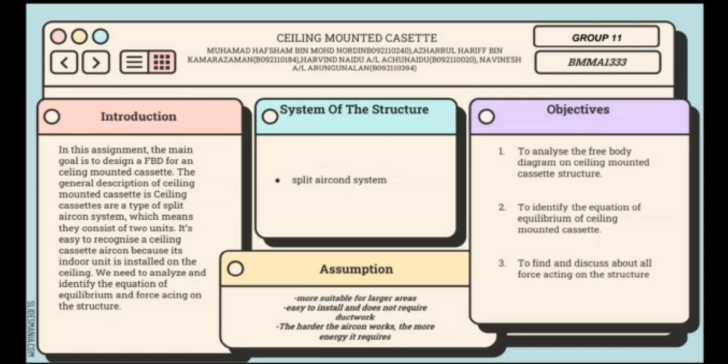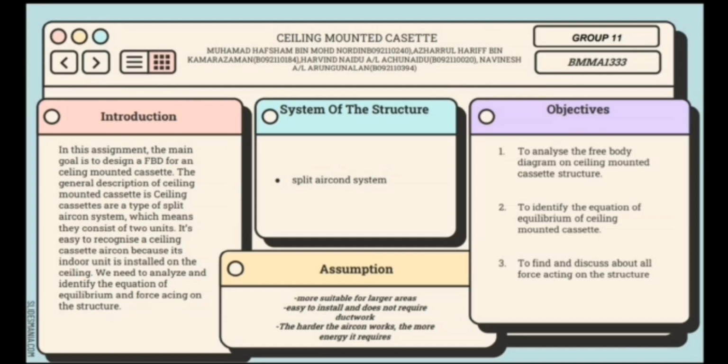Next is about the assumptions. The ceiling mounted cassette is more suitable for larger areas. This is because, as I mentioned earlier, it has four directions of airflow and it's way cooler, so it cools a large area faster. The ceiling mounted cassette is easy to install and does not require ductwork.